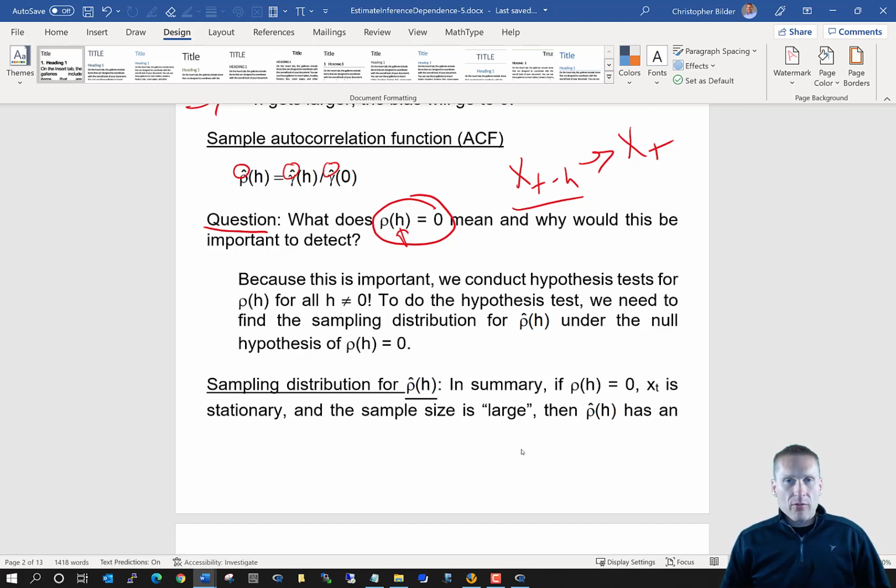So since this is so important, we will actually be doing hypothesis tests concerning whether rho of h is equal to 0 or not. To do any kind of hypothesis test, you need a corresponding statistic that's going to help estimate your unknown quantity. And with the statistic, you're going to need to understand its sampling distribution. So for example, let me get a little bit more space here.